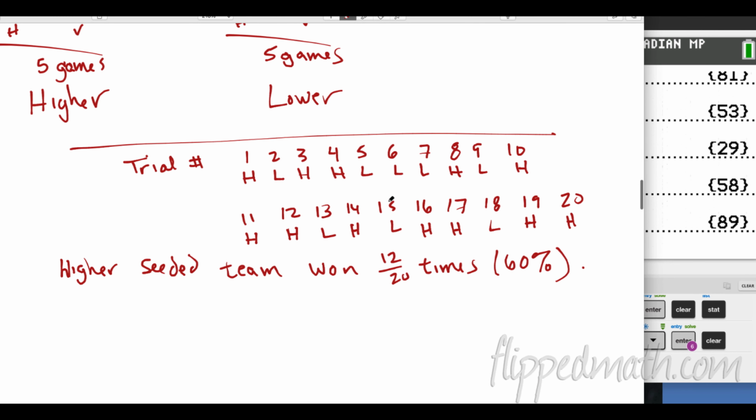So we did that 20 times. Here's what I got: higher seeded, lower seeded, higher, higher, lower, lower, lower, higher, lower, all the way through the end. I had the higher seeded team winning 12 out of 20 times. But yours might be slightly different. I think it's slightly above 50% is the way it works out. So that's it. Whoa, that is simulations.